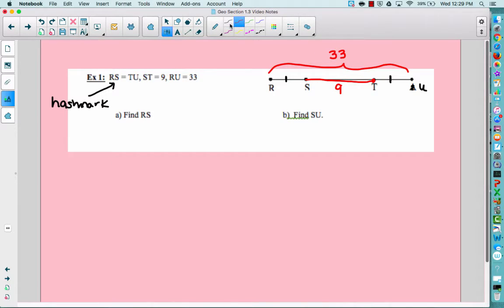All right, well, you have a couple of options. You can use algebra, or you can just use mathematical thinking. I'm going to do both. If I wanted to use algebra, I would give RS a variable, because remember, algebra involves variables. So I'm going to call it X. If this is X and they're equal, then I can make this X. Then I could write an algebraic equation to solve for X.